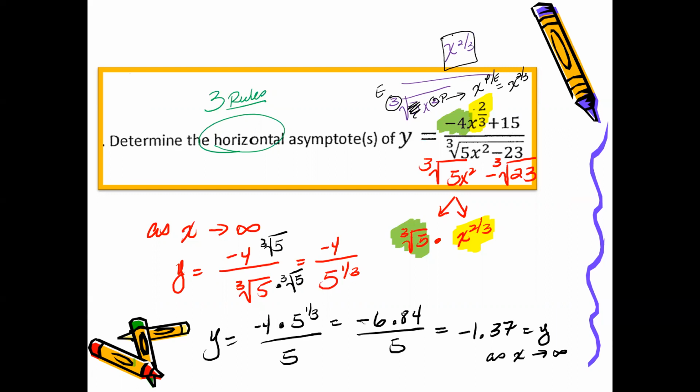Well, great, because they have the same power, which means you will have to look at the leading coefficient. Well, in the numerator, you have a -4. In the denominator, you have a cube root of 5. So this is going to be your answer, and you can go ahead and basically divide it using your calculator to get the answer of what your horizontal asymptote is going to be.